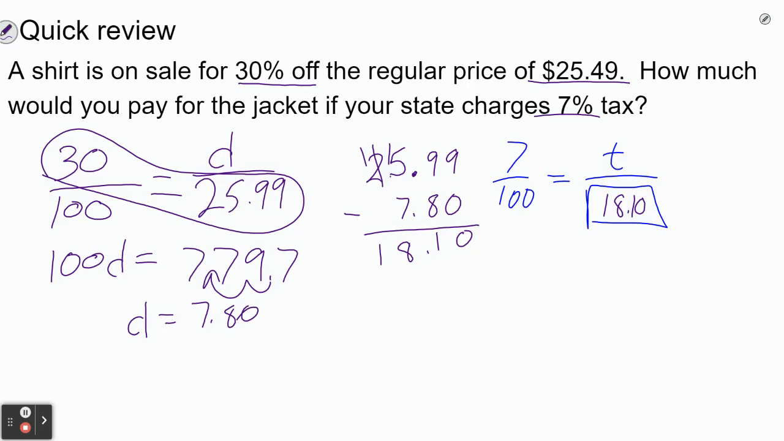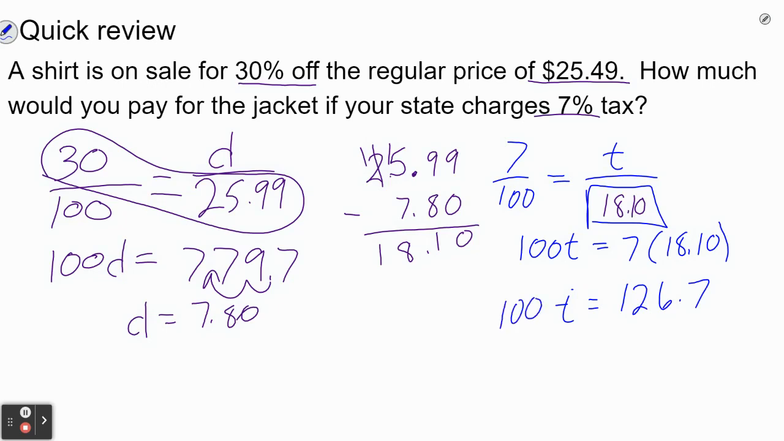Then you go to your tax of 100T equals 7 times my 18.19. And that's where you are allowed to use your desk math. But I'm still writing down what I'm doing, so if I make a mistake, my teacher that grades it can tell me what I did wrong. Oops, I wrote this as 100T. Divide by 100, which means I move it over. So is my tax $1.26 or $1.27? 7. I have to round it up because there's a 7 after the 6. Now I add that to my 18.19.